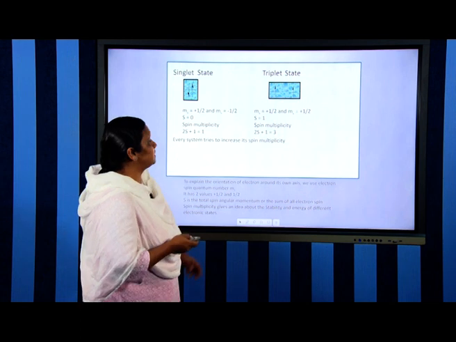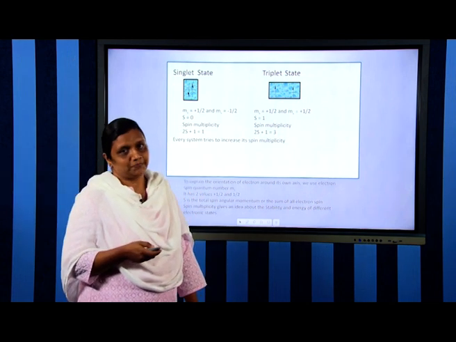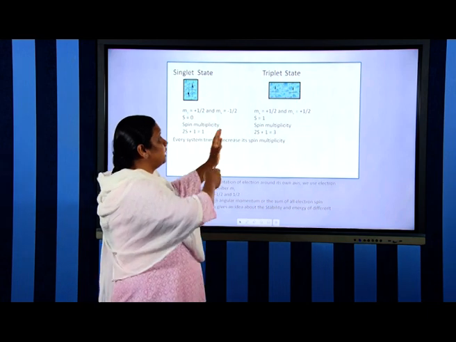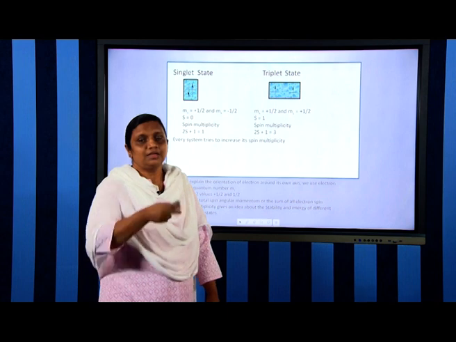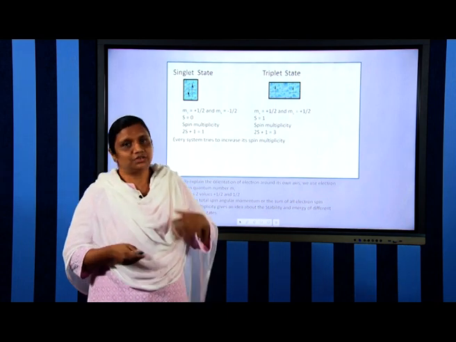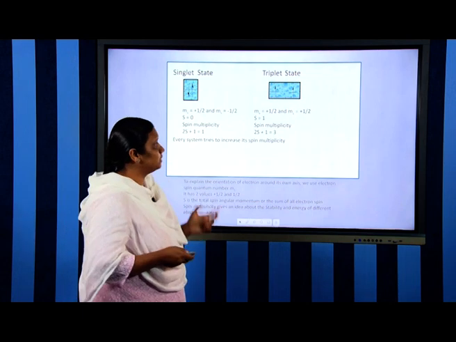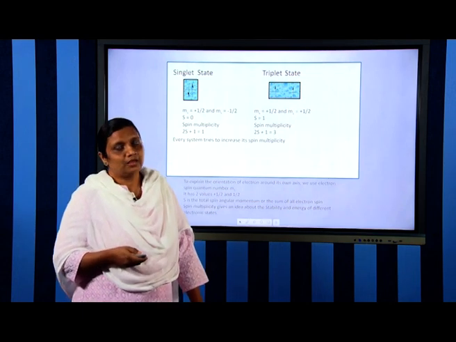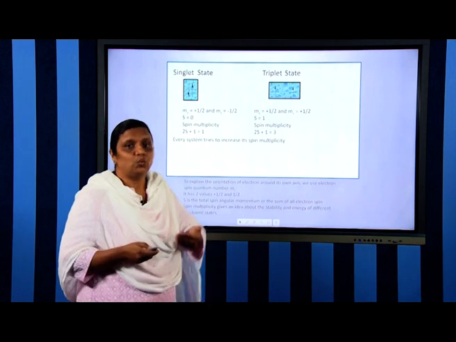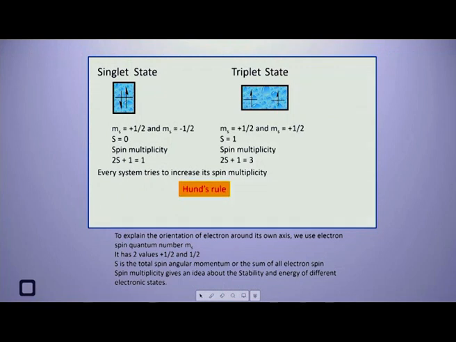Now, every system tries to increase the spin multiplicity. The reason is that when the electrons are in the same spin, exchange energy is possible. The exchange of electrons is possible within the same energy level. Because of that, the energy of the system is lowered, and hence every system tries to attain the triplet state, or to increase the spin multiplicity. That is the basis for Hund's rule of maximum multiplicity, wherein pairing of electrons happens only when all the degenerate orbitals are singly occupied.